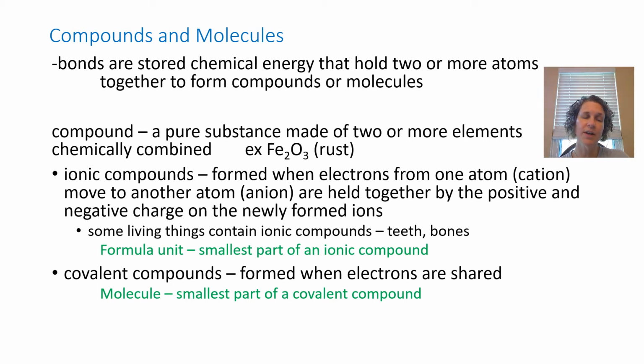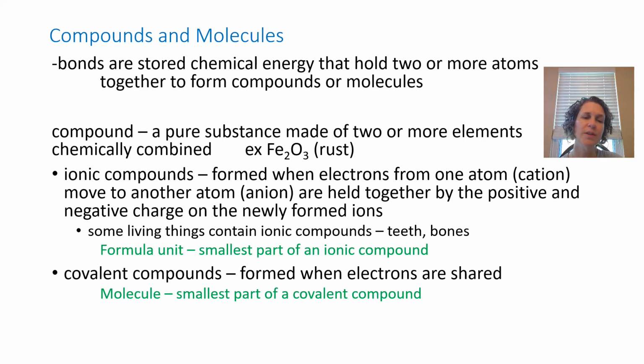Now, compounds, you can have ionic compounds, and these are formed when electrons are transferred from one atom to another. So they are then charged. One is a cation because it has lost electrons, and one is an anion because it has gained. And so the positive and negative charges is what holds them together. We don't have tons of ionic compounds in our body, but our teeth and our bones are composed of these ionic compounds.